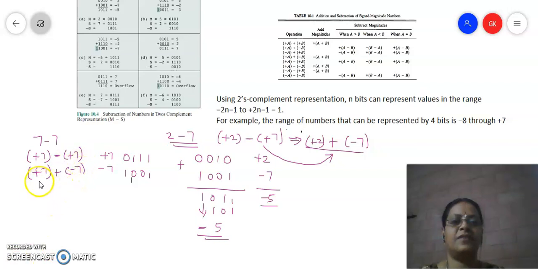Now what happens here, plus 7 you will be representing as usual as 0 followed by 1 1 1. Okay, so minus 7 you have to write the 2's complement of this number. So what is the 2's complement of 0 1 1 1? It is going to be 1 0 0 1. So this is the 2's complement representation of minus 7. So you write that number, it is 1 0 0 1.